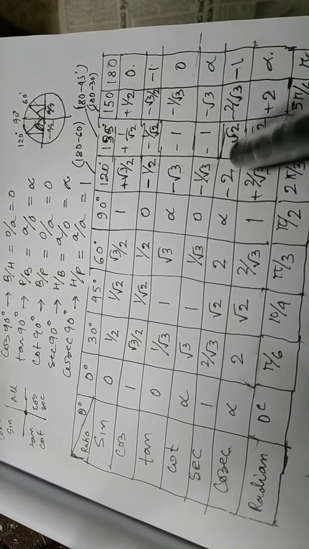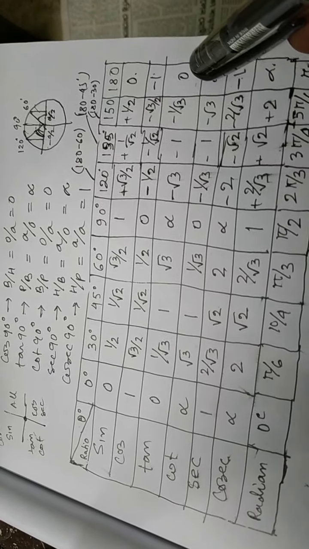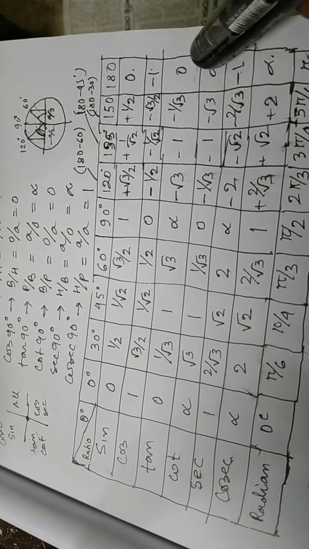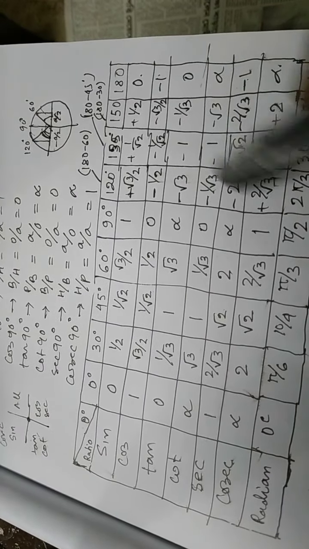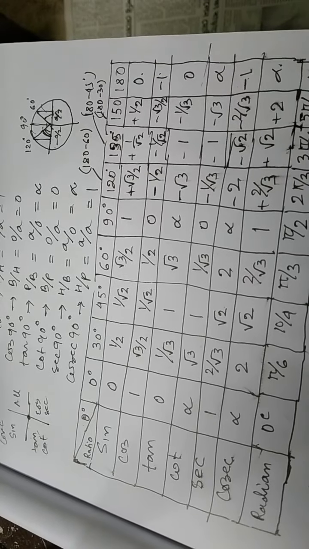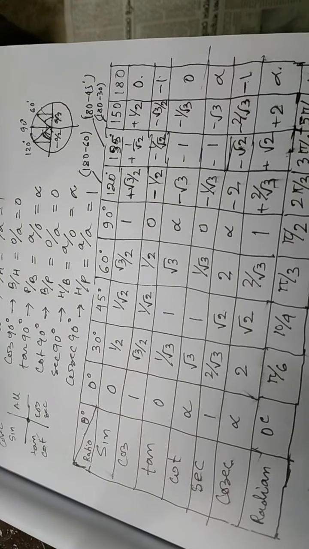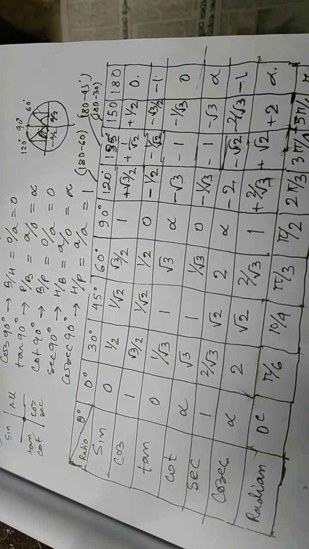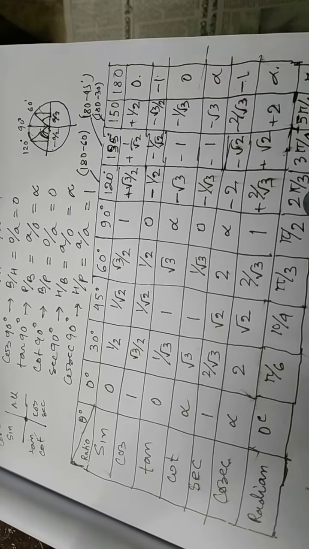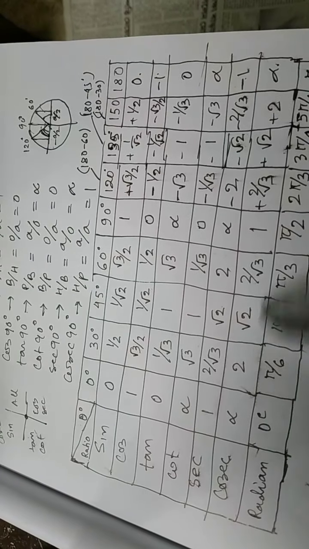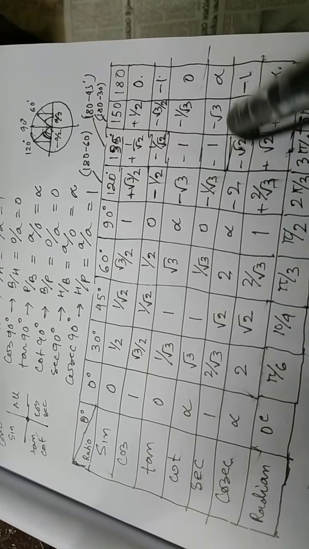You can find the values of all angles from 0 degree to 180 degree. You don't require to calculate this type of angle, 120, 135, 150 or 2 pi by 3, 3 pi by 4, 5 pi by 6. This type of second quadrant angle, you can easily find from these first quadrant angles. The only difference is the sign.